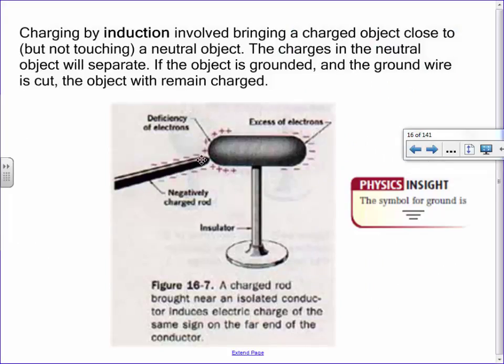Induction is where you bring the object really close, but you don't touch. It causes a separation of charge where, if this is negatively charged, all the electrons will try to go as far away as they can. They try to leave as far as possible, and it creates a dipole where this becomes positive and that becomes negative. You guys recall this concept?